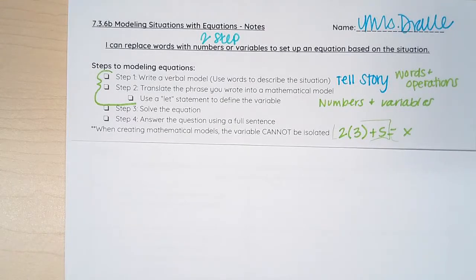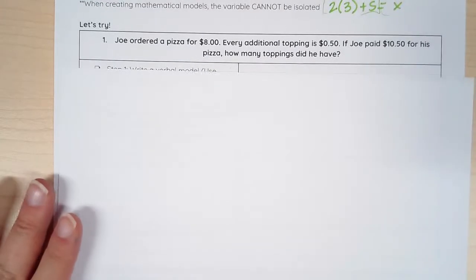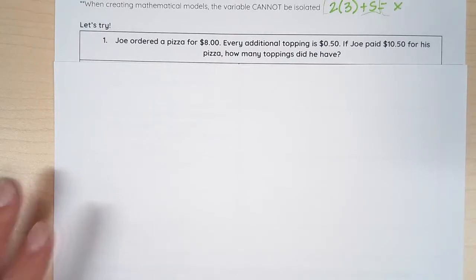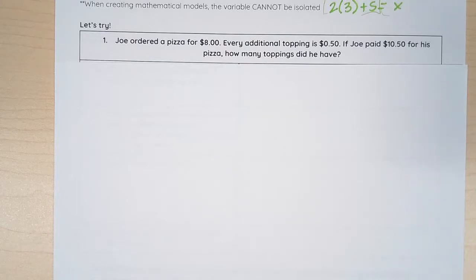All right, so let's give it a try. We've got Joe. Joe ordered a pizza for $8, and every additional topping is 50 cents. If Joe paid $10.50 for his pizza, how many toppings did he have? So this is where I take a step backwards. I ignore the numbers. I don't want to look at the numbers. And I ask what the story is.